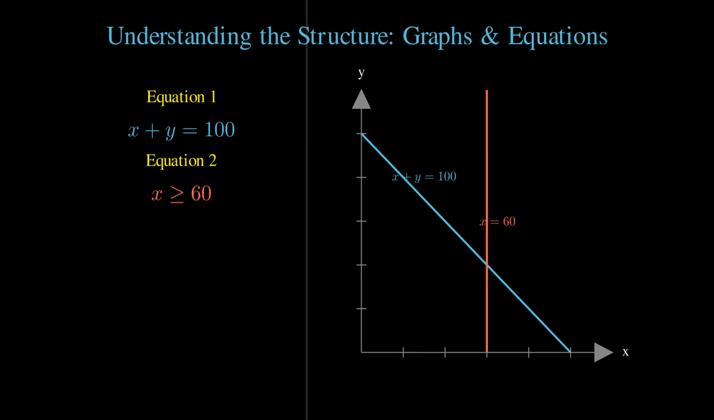We plot this as a vertical line. Where these lines meet reveals the solution. We've just pinpointed the exact values that satisfy both conditions. Isn't that an elegant way to see the solution?